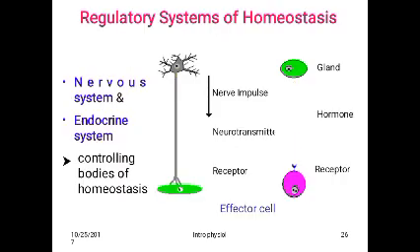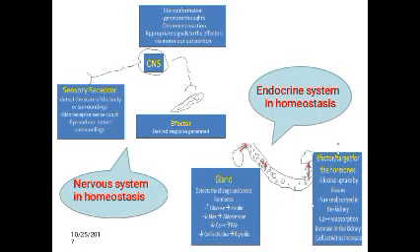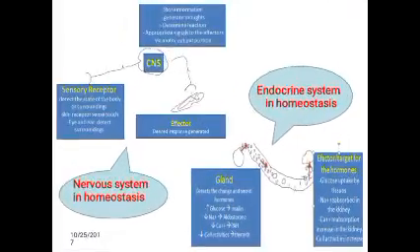This is the regulatory systems of homeostasis. Nervous system, endocrine system, controlling bodies of homeostasis. Nerve impulse, neurotransmitter, receptor, effector cell, gland, hormone, receptor. These are the other organ algorithms.